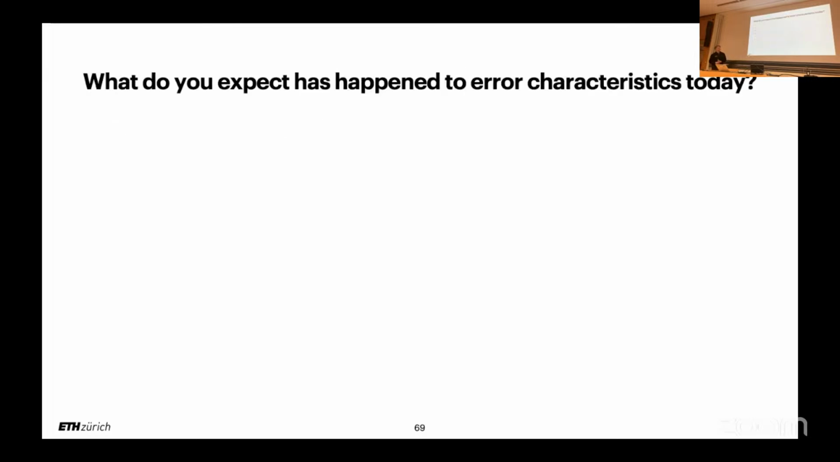So what do you expect has happened to error characteristics today? Now, as I mentioned before, the technology has scaled down, so there are more layers, and the technology node has become smaller. Do you have any ideas?